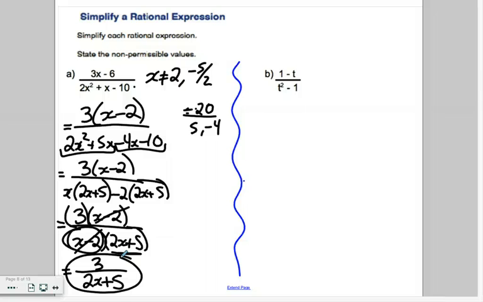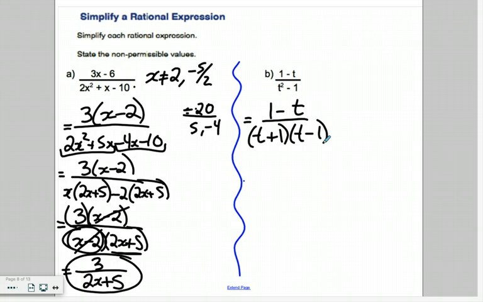Factor, factor, factor. So in our numerator, it doesn't appear as though anything can be factored out, so we can just leave it as 1 minus t. Our denominator, you should be reminded of difference of squares, right? It's two terms, both perfect squares, separated by a minus sign, so it will factor into t plus 1 and t minus 1, okay? Once our denominator is factored, that allows us to state our non-permissible values.